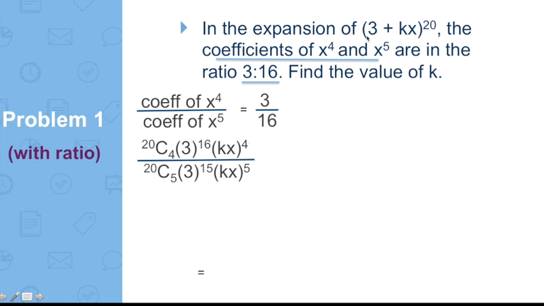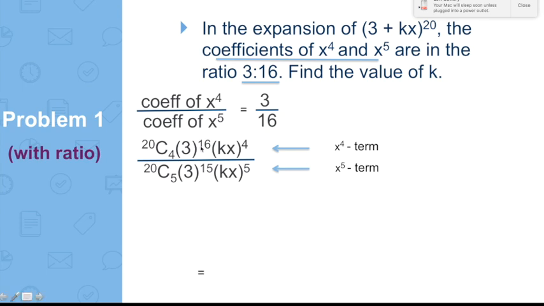While the x^5 term will be, for us to get an x^5 term, the kx must be raised to the power of 5. And then it follows here that 3 should be raised to 20 minus 5, and that's 15. So it is combination of 20 taken 5. Okay, so we have the x^4 term and then the x^5 term. But what we want in the given information, the coefficients are in the ratio of 3 to 16.